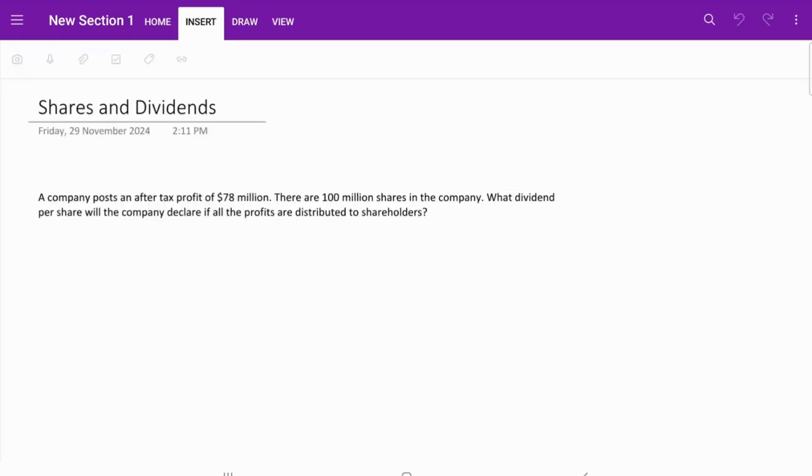Next question's about shares and dividends. So the question is asking, a company posts an after-tax profit of $78 million. There are 100 million shares in the company. What dividend per share will the company declare if all the profits are distributed to the shareholders?